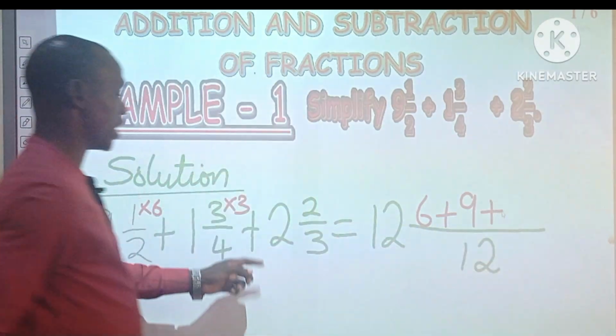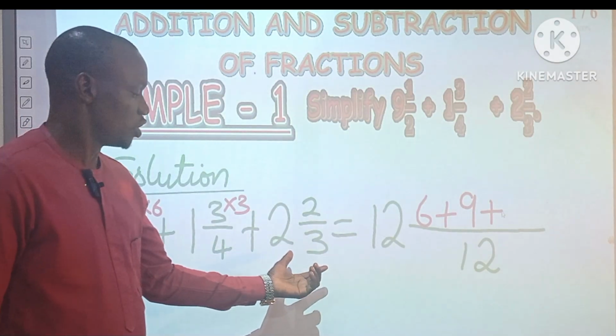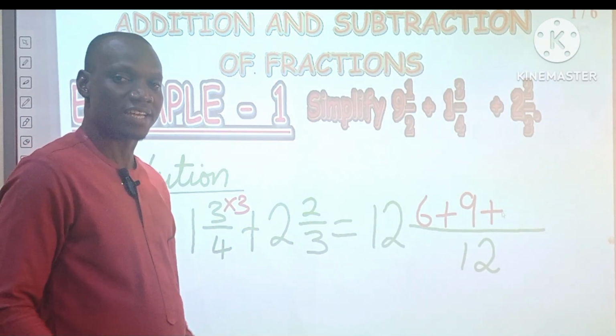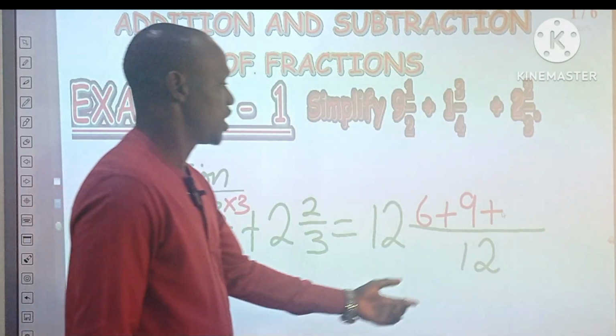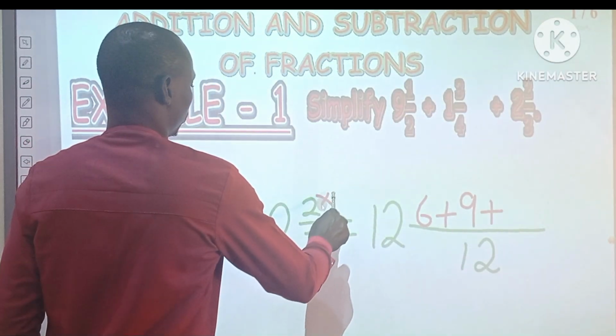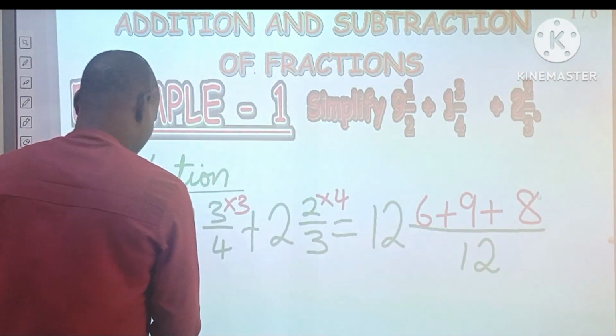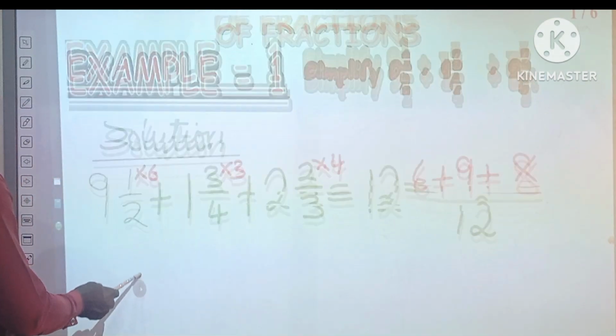And the next symbol there is plus. We're also going to use the last denominator to divide the LCM, which is 3. 3 in 12 is 4. 4 times 2 will give us what? 8. Now, this brings us to the next step.